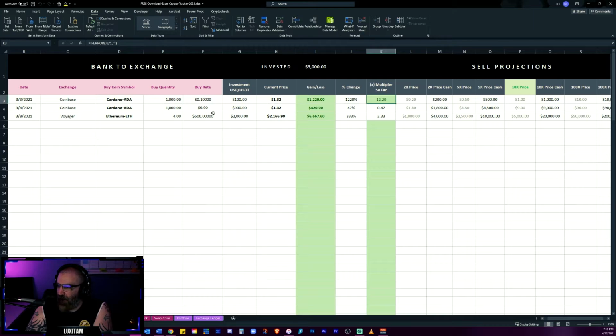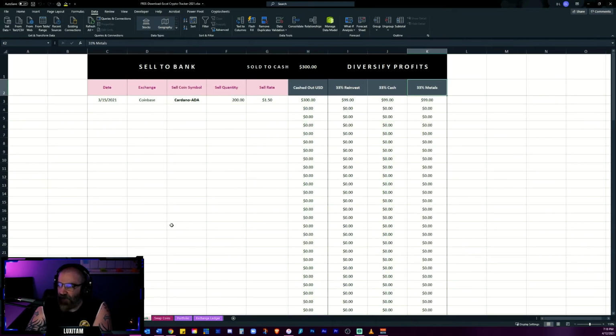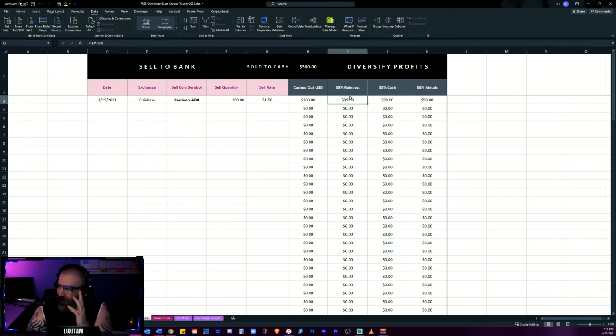So I have a couple, three transactions in here, a couple of Cardanos on a couple of different days. I got a Voyager in here. I went and bought some Ethereum, four of them, per se. So then let's go to sell. On this day at Coinbase, the exchange where I have my Cardano, let's say I sold 200 of them because I want to make a little bit of money, and then I got $300, and I have a diversify-your-profit section that I built in. I just want to reinvest 33% into the crypto market, put it back in.